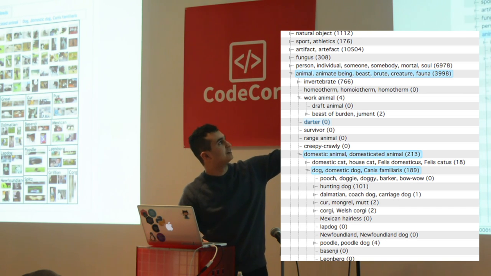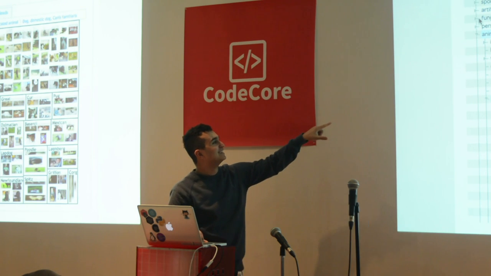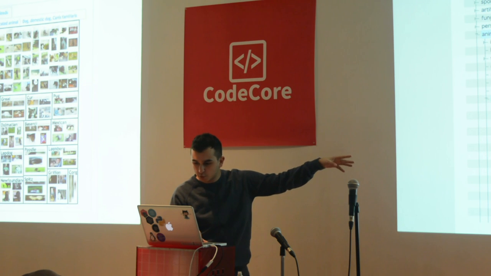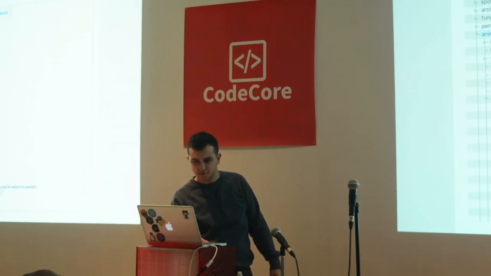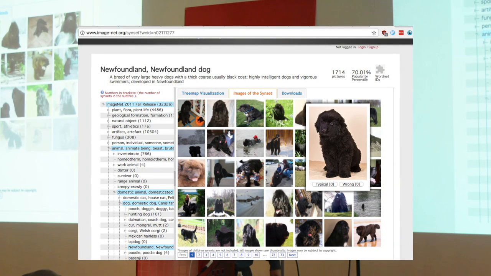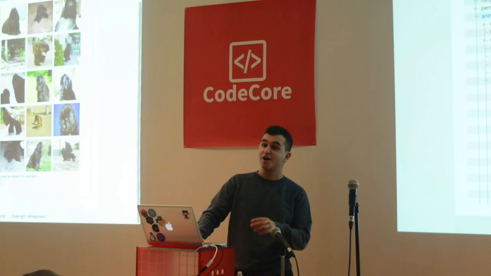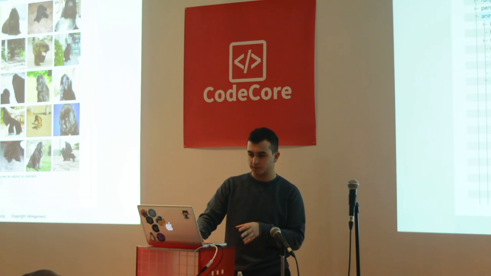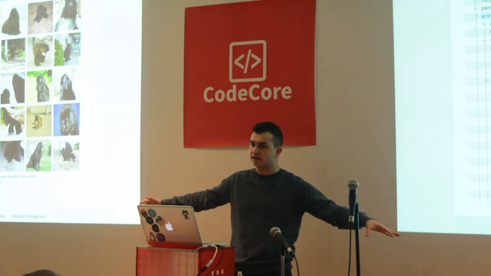invertebrate animal. Fungus is over here. I spent a lot of time there. So, you know, you can download the whole thing. It gets more and more specific as it goes down. This is the synset for Newfoundland dogs. Honestly, I really like going through this website and just seeing all the pictures there are. There are tons of pictures. They're all user-labeled.